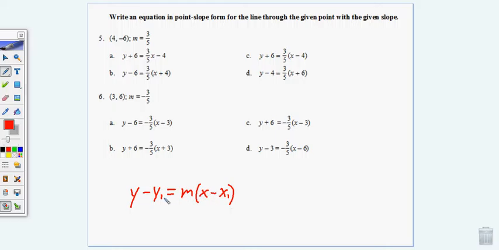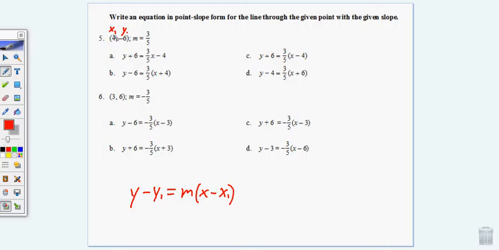We need to have this memorized because this is what we have to plug these numbers into. We just have to remember which order. So m is slope. That's going to be 3 over 5 for the first one. x1 is our x coordinate, which is 4, and negative 6 is our y1 coordinate. So if you want to write this down, there's x1, y1, and we should have a y and an x still there.